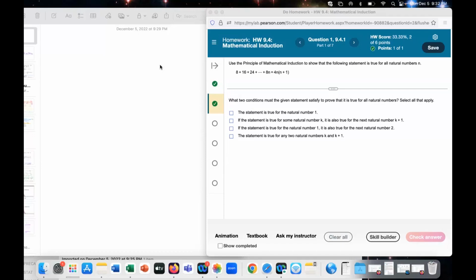We're looking at question 1. And so the first thing we're going to start off with is the principle of mathematical induction. Basically, you're going to be given a mathematical statement. In this case, if we want to add essentially multiples of 8, that's what we see on the screen here. So you have 8 plus 16 plus 24 and so on. That's just telling you the numbers.